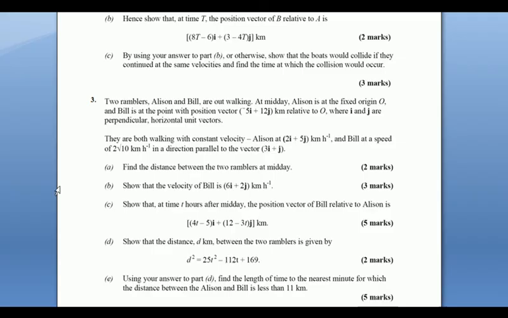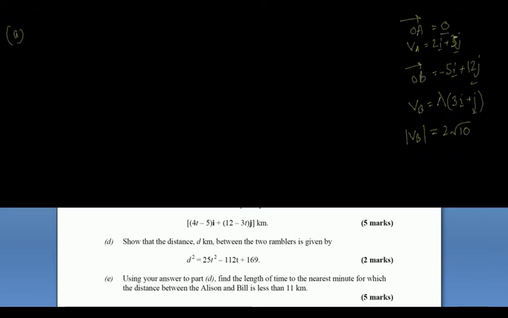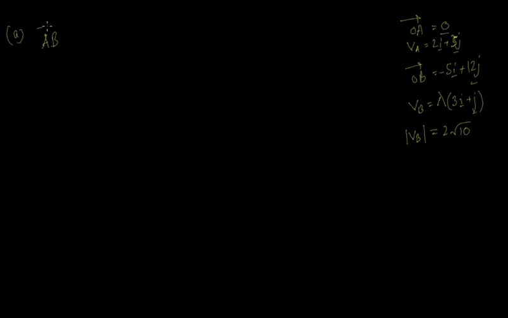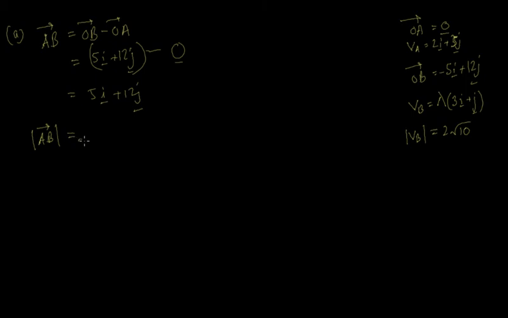The first question is, find the distance between the two ramblers at midday. To find the distance between the two ramblers at the beginning, question A, it is AB. So AB is OB minus OA. OB is 5i plus 12j, minus OA is the 0 vector. Sometimes you can underline the 0 vector. So this is 5i plus 12j. That's it.